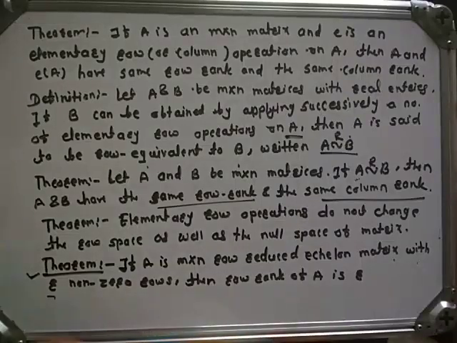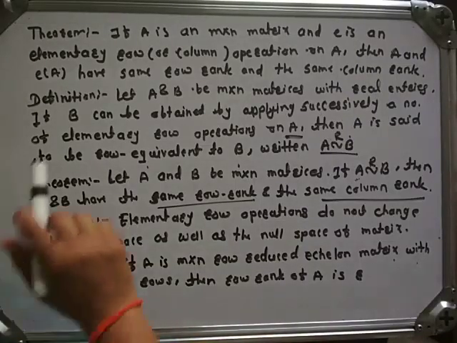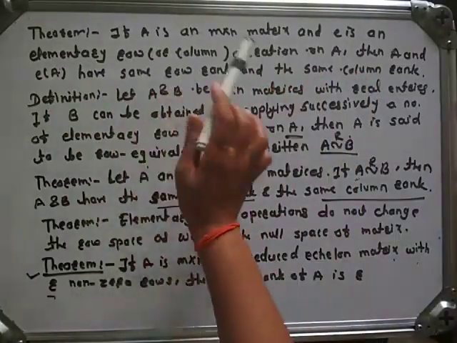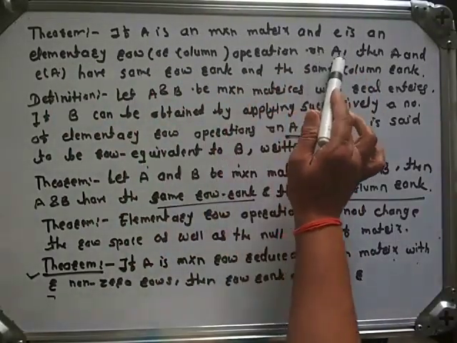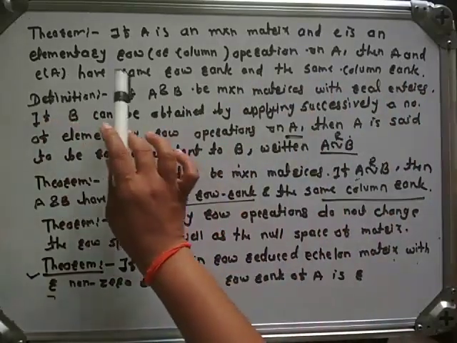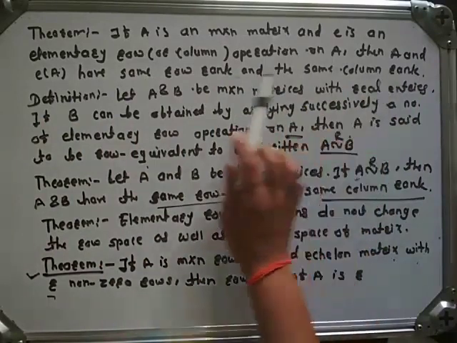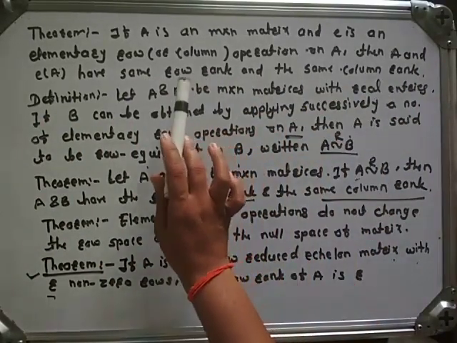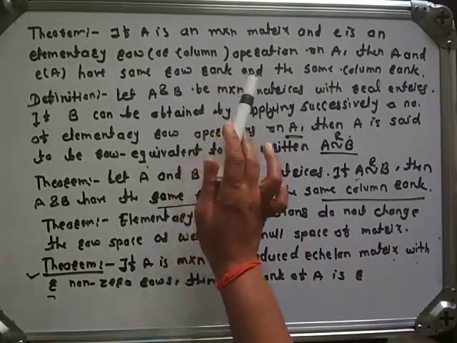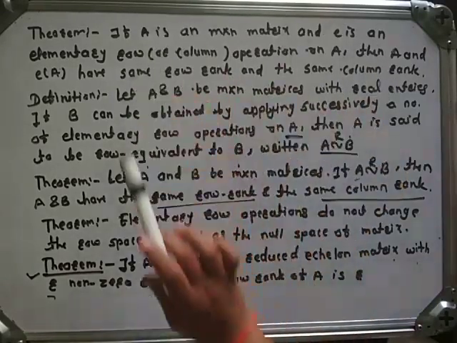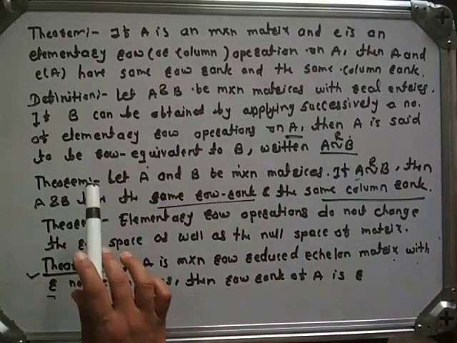Hello students, let us start with the theorem. If A is an m by n matrix and E is an elementary row or column operation on A, then A and E of A have the same row rank and the same column rank. Row rank means the dimension of the row space of matrix A, and column rank means the dimension of the column space of matrix A. Let us see the next definition.